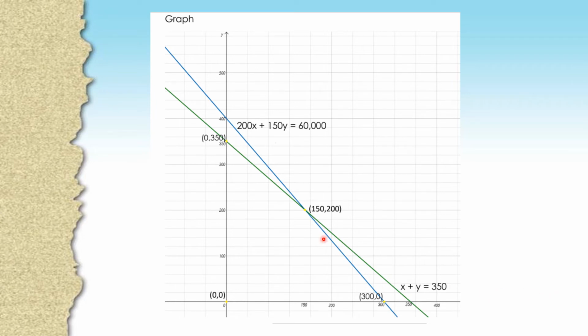So this is the graph of the constraints that we have for problem number 1. And from here, we can see that the corner points are (0, 350), (150, 200), and this one is (300, 0), as well as (0, 0).